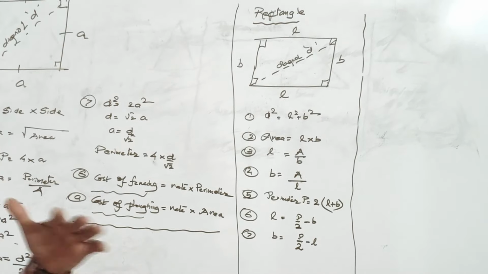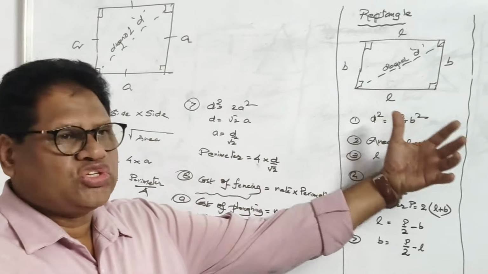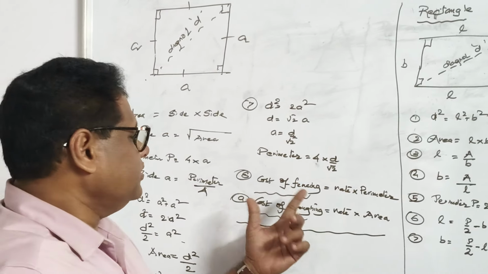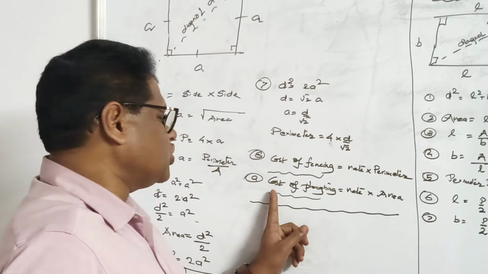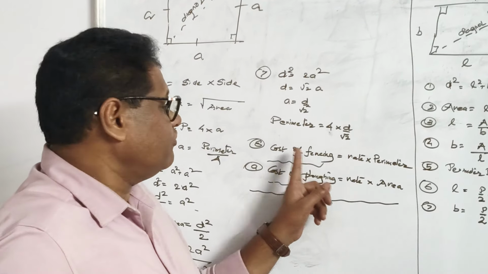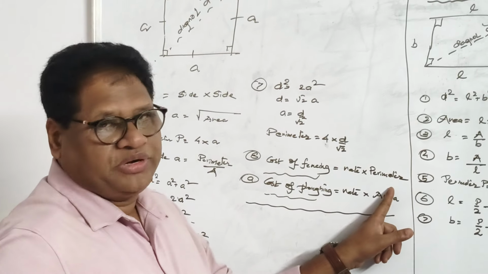And in this case also, if you want to find the cost of ploughing, do the same thing: multiply the rate with the area to get the cost of ploughing. And for finding the cost of fencing, multiply the rate with the perimeter.